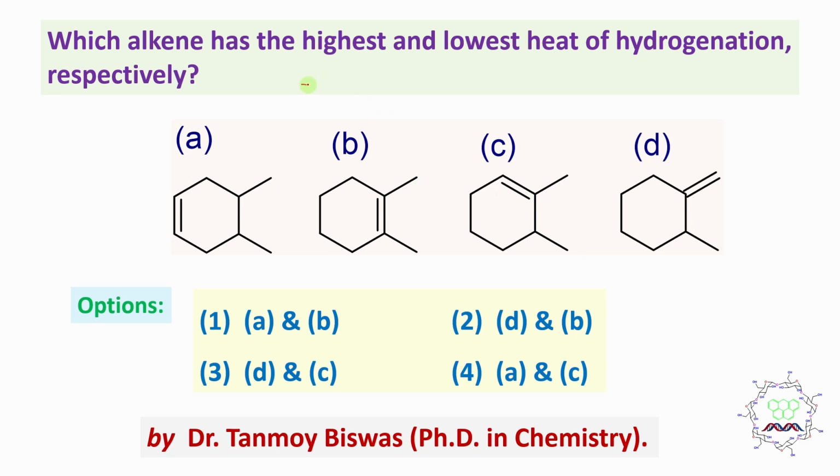By the way, students, when you solve such kind of problem, be very careful what is given and what is asked respectively. So which one will release highest energy? Least stable alkene, option D. So option D first. Okay, two options, so option 1 and 4 gone. So these two. Now next, lowest heat of hydrogenation, maximum stable, option B. So B, this one is the right answer.